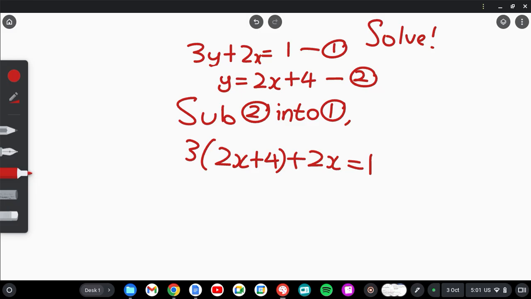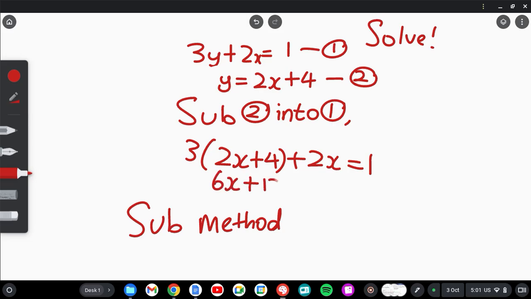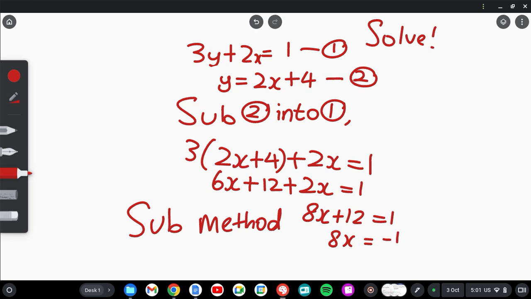Okay, this is substitution method, or people like to call it sub method, not subscribe, yeah, although you should. Okay, but this is a substitution method. This is 6x plus 12 plus 2x equals to 1. 8x plus 12 equals to 1. So you solve for x. X is minus 11 over 8. Okay, something like that. This is your answer, if they ask you to solve for x.